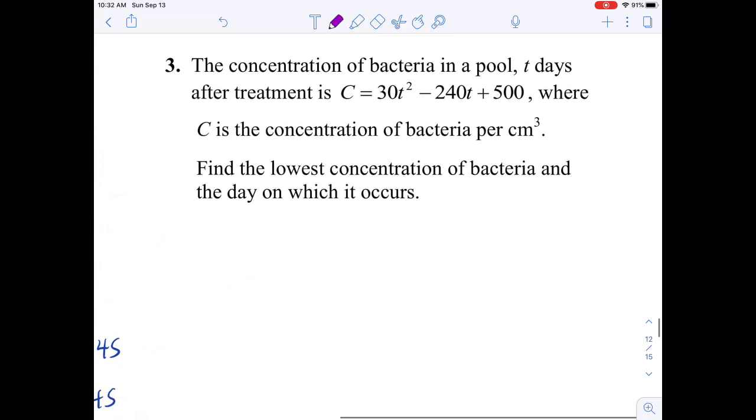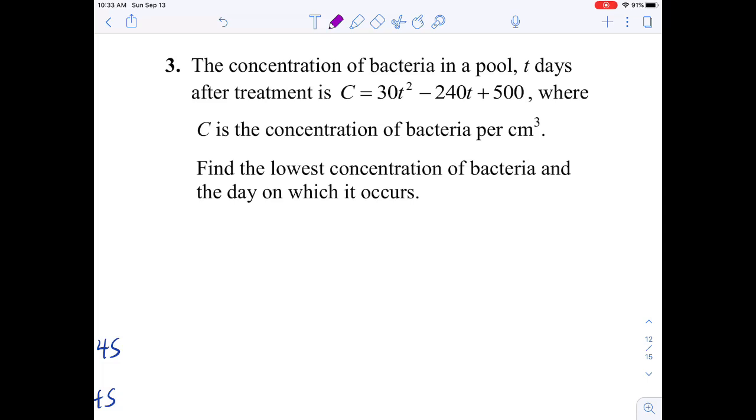Let's try a seemingly different, but in a lot of ways very similar situation. So now we've got nothing related to anything being launched, but we have something else that follows a quadratic relationship. The concentration of bacteria in a pool is going to be measured t days. So t is really a length of time, but it's measured in days, and that's going to be sort of like our x variable. And c is representing the concentration of the bacteria per centimeter cubed. So in other words, it's sort of like a number of bacteria in each cubic centimeter.